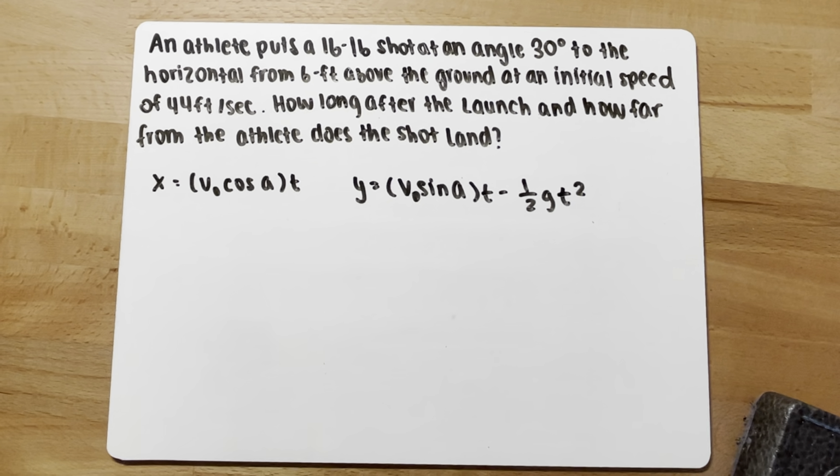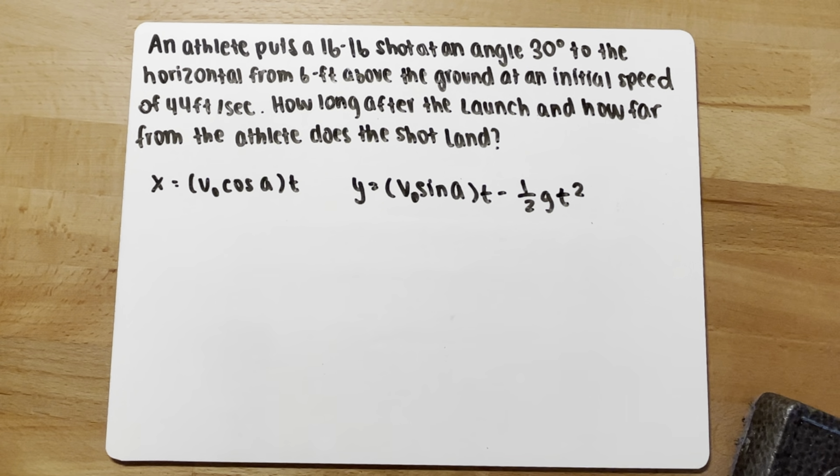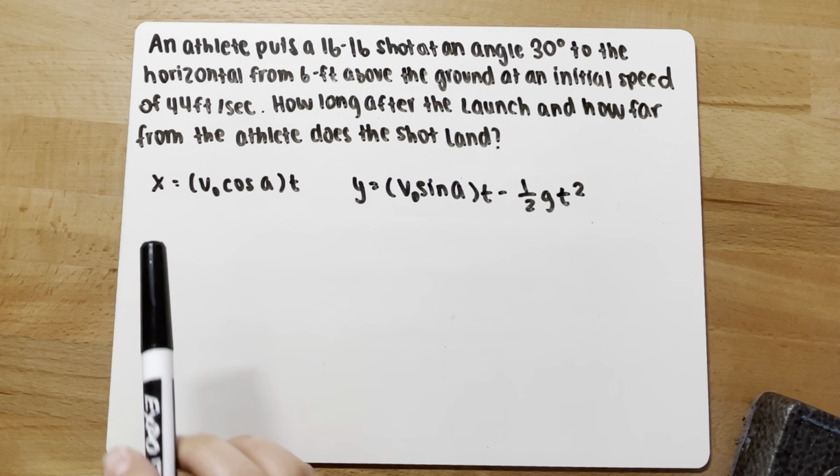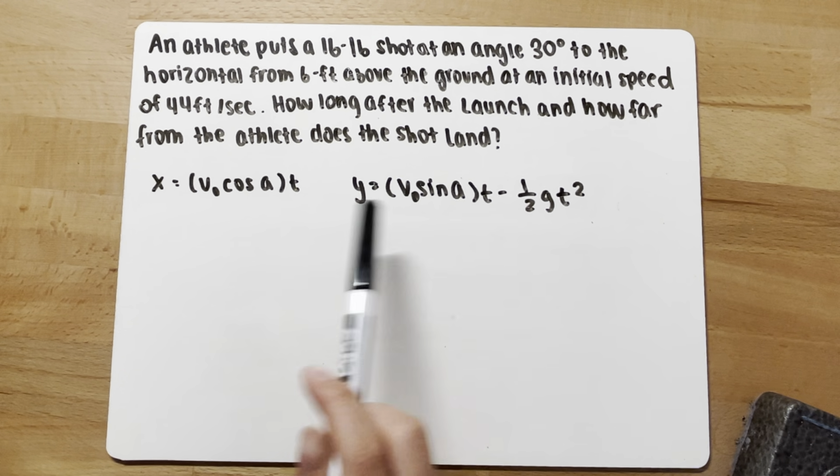This projectile motion problem says that an athlete puts a 16-pound shot at an angle of 30 degrees to the horizontal from 6 feet above the ground at an initial speed of 44 feet per second. How long after the launch and how far from the athlete does the shot land? So here are our x and y components.